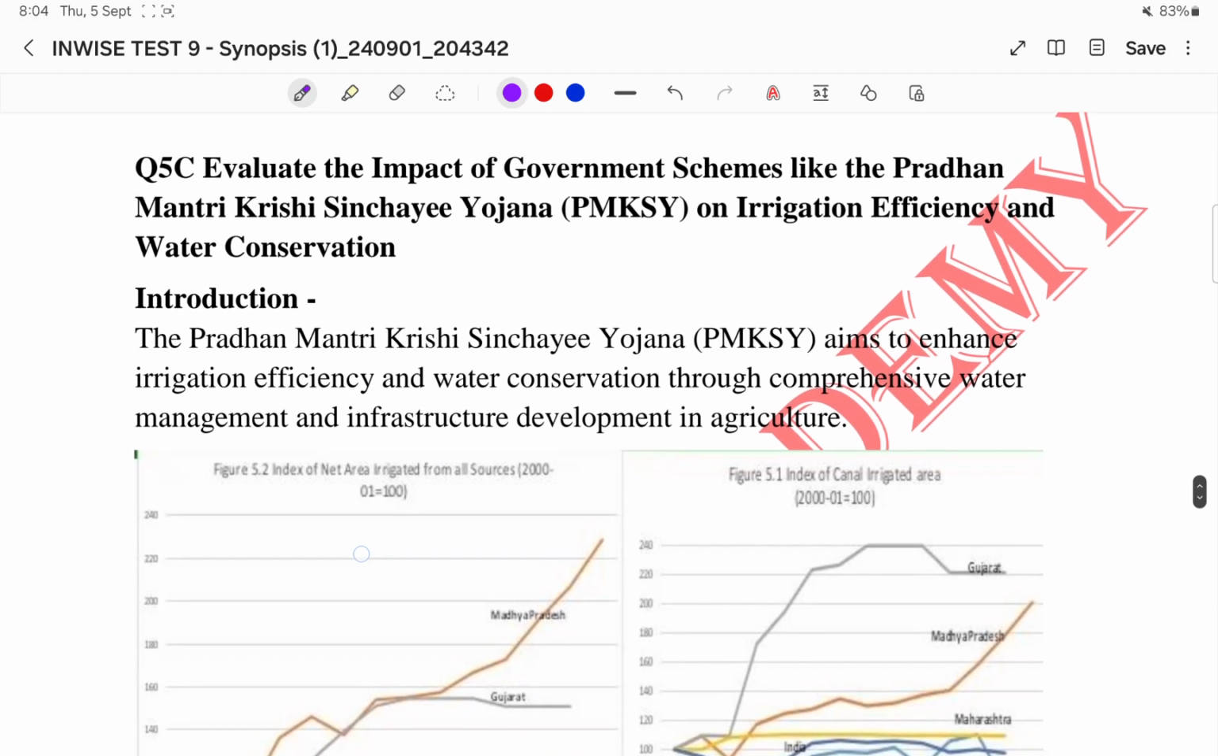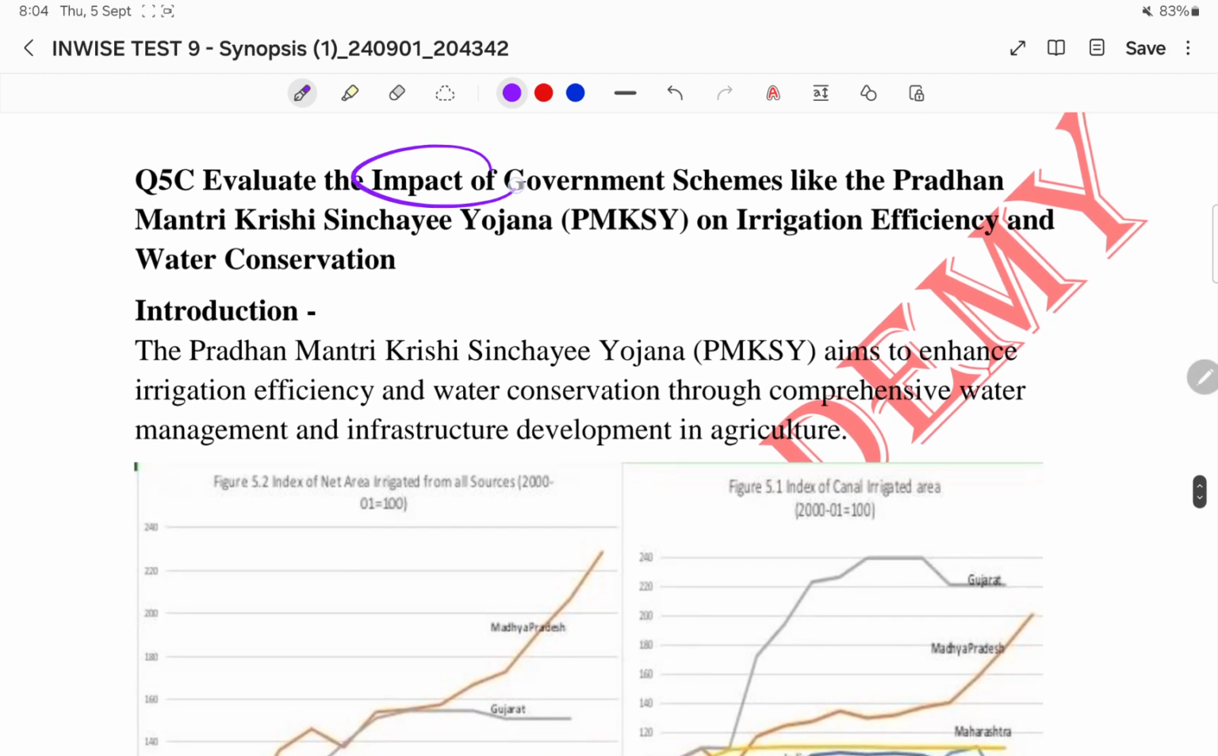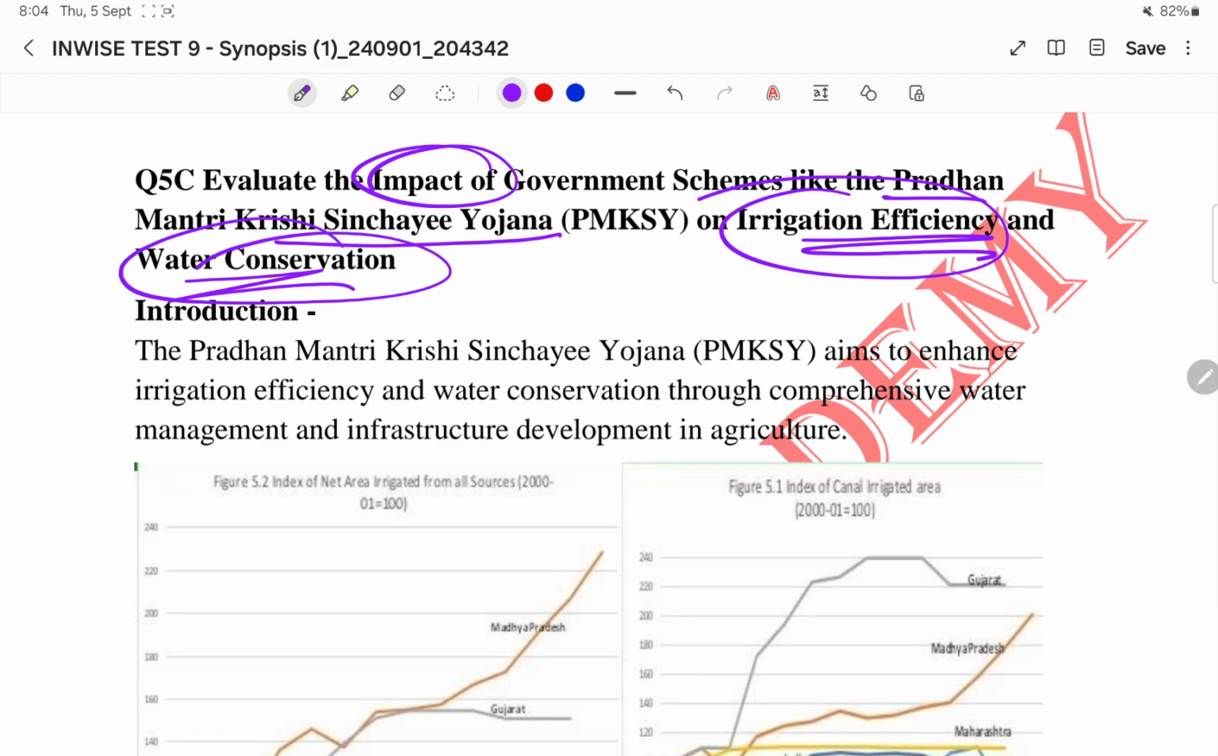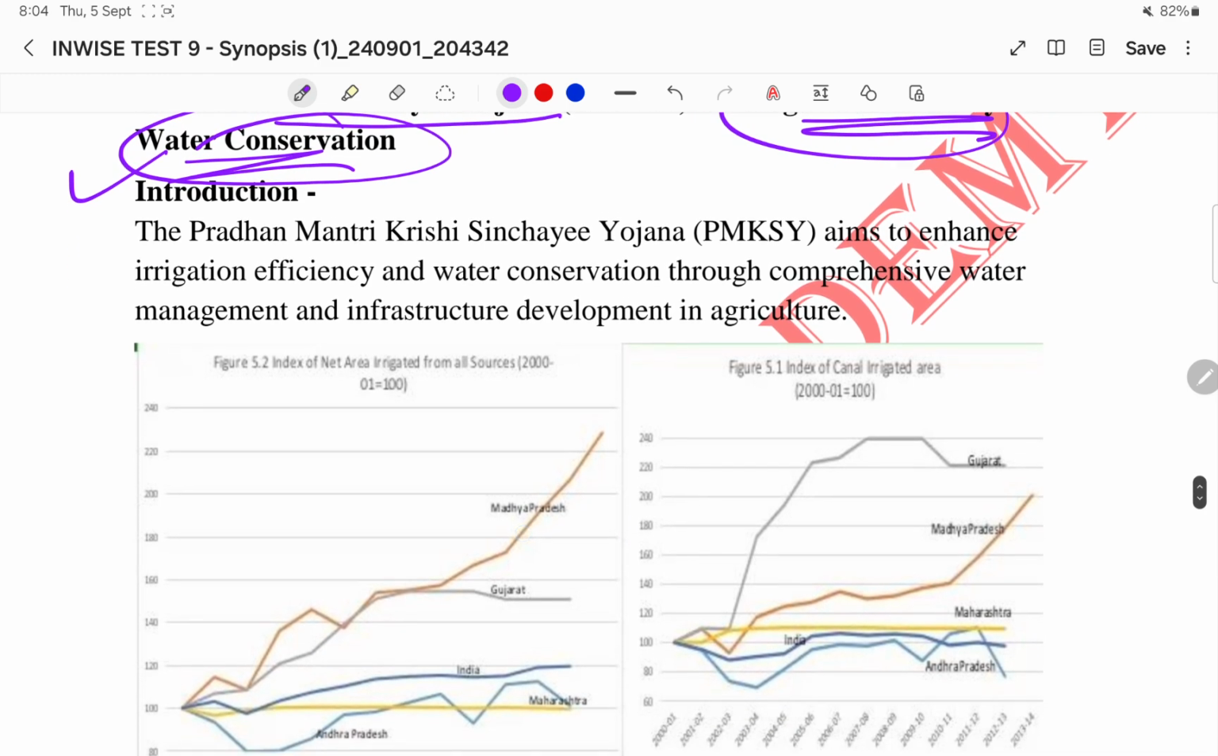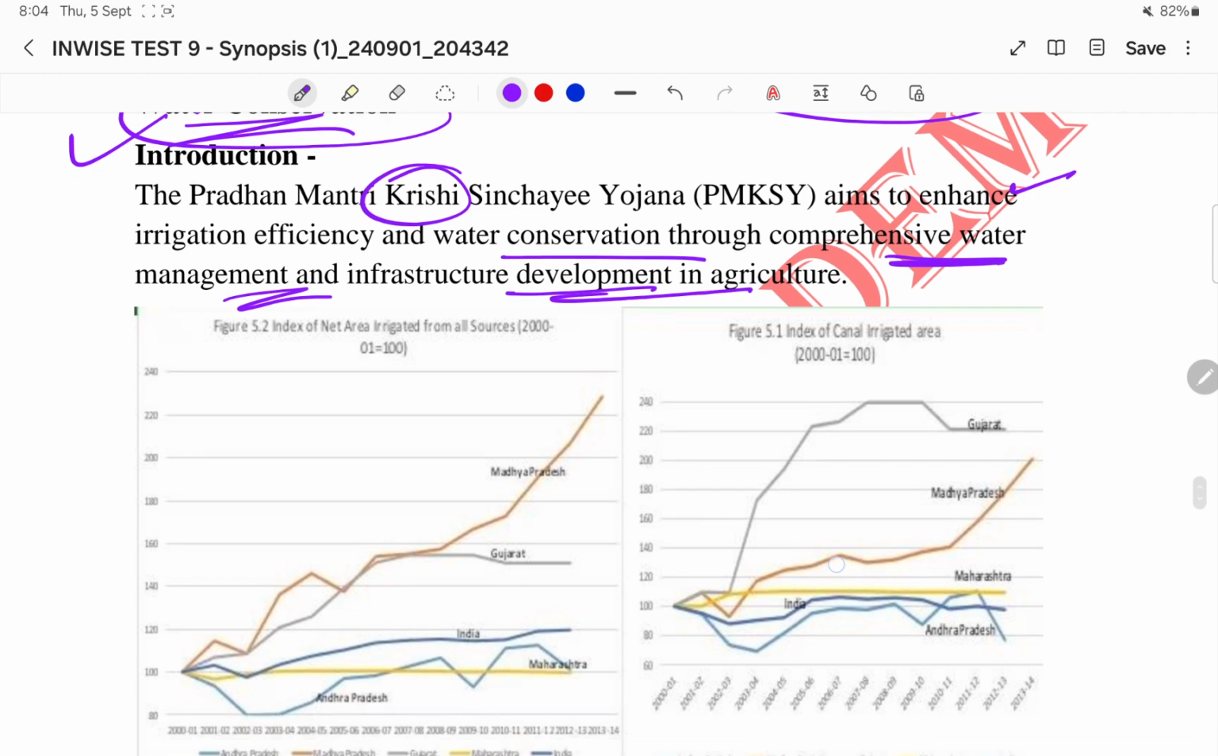So come to 5C. Evaluate the impact of government schemes like Pradhan Mantri Krishi Sinchayee Yojana on irrigation efficiency and water conservation. So they are asking two questions: one with respect to irrigation efficiency, another with respect to water conservation. Introduction: Pradhan Mantri Krishi Sinchayee Yojana aims to enhance irrigation efficiency and water conservation through comprehensive water management and infrastructure development in agriculture.